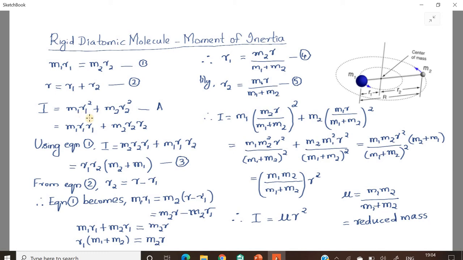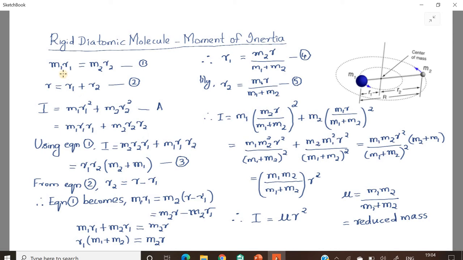Now we are considering the molecule as one in which the two masses are joined by a rigid bar of length R, so that the molecule becomes a rigid rotator or a rigid rotor. So the moment of inertia for such a rigid molecule is given by I equals M1 R1 square plus M2 R2 square, which can also be written as M1 R1 R1 plus M2 R2 R2.